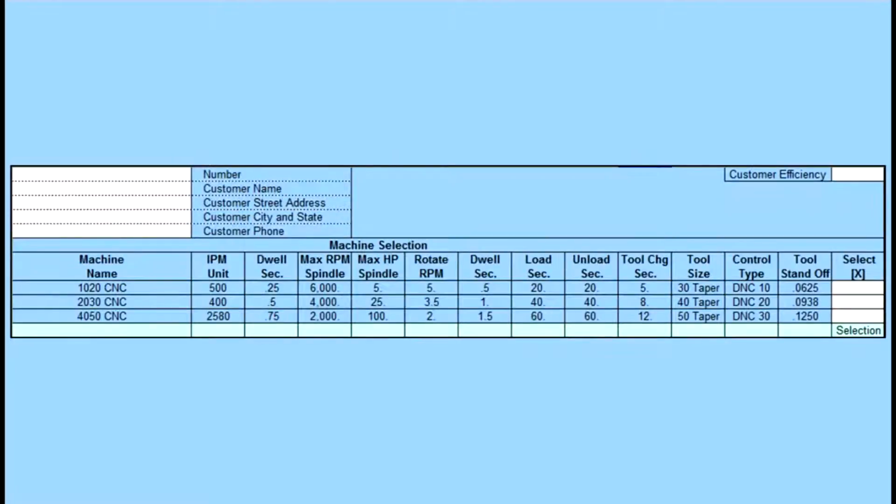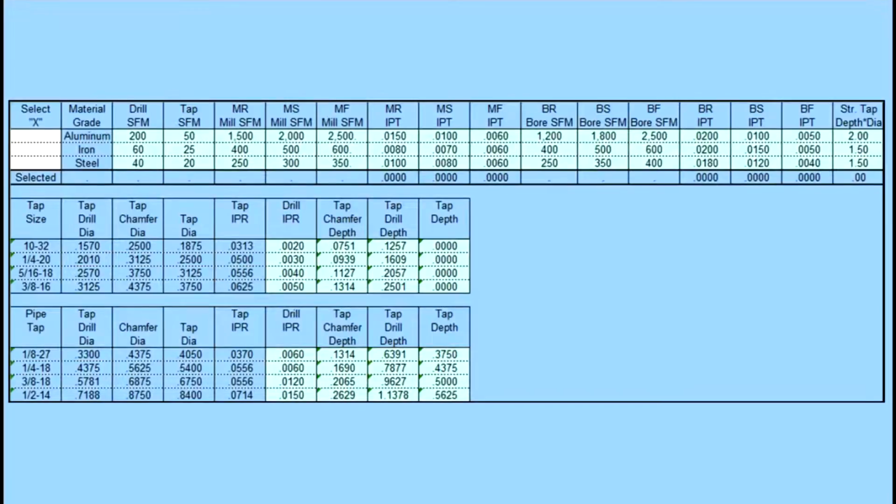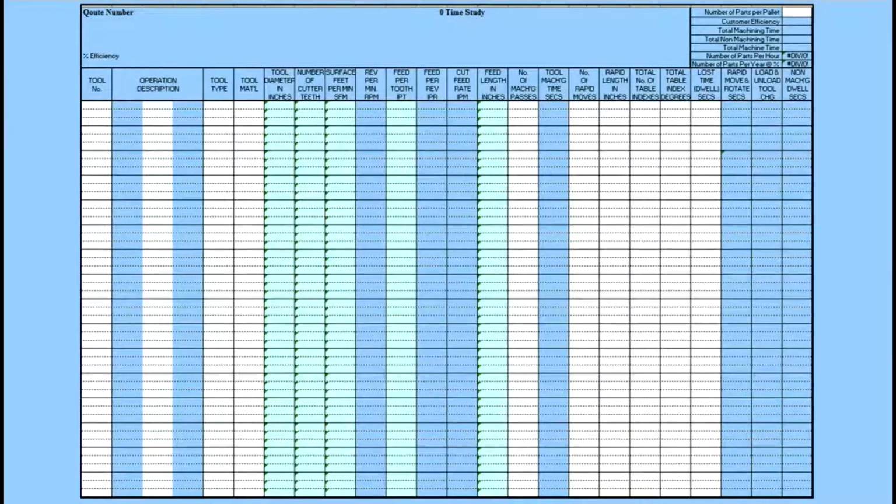Time studies can be made to cover multiple machines capable of selecting tooling like tap drills, selecting your preferred feeds and speeds, adjusting the production estimate for the customer's estimated uptime percentage, cost of the tooling, including the specifications of the machinery, and even estimating the fixture cost.